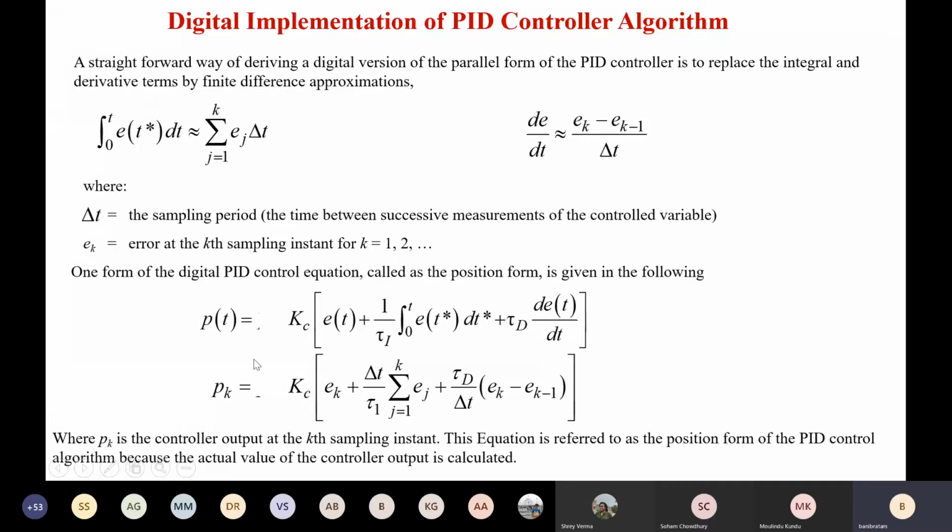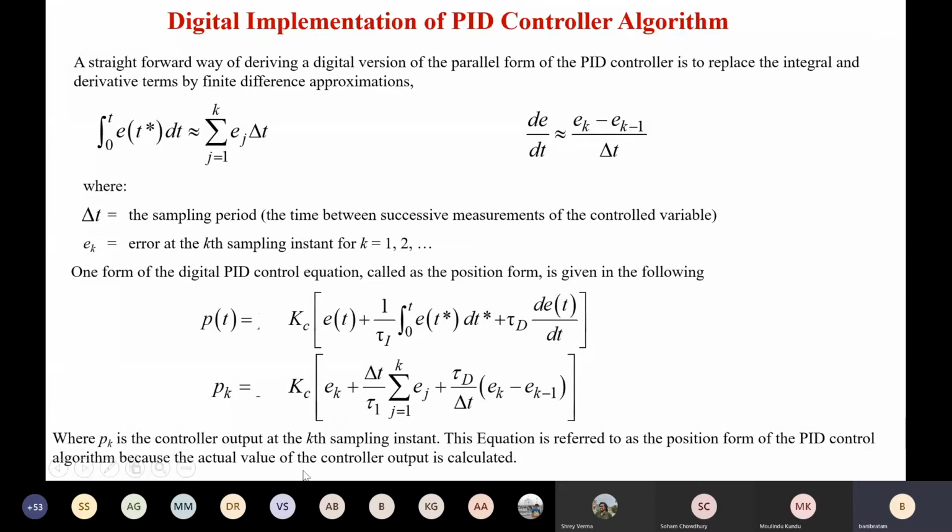If I want to write it on a digital platform, what am I doing? This e(t) I am writing as e_k, and here 1 by tau_I is there, and this integration from 0 to t of e(t) dt, I am simply writing in summation form, replacing this value over here, and the derivative dE/dt we can write in this form. Fine. So then it will give you the discretization form, and this is the discrete PID logic, is it not? So this is the analog logic, and this is the corresponding digital PID logic, and you can easily implement this logic in your microcontroller on a digital platform.